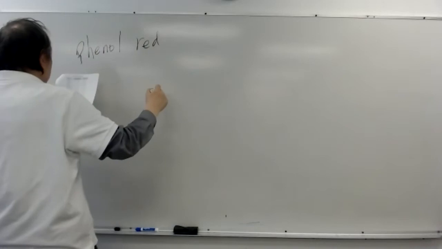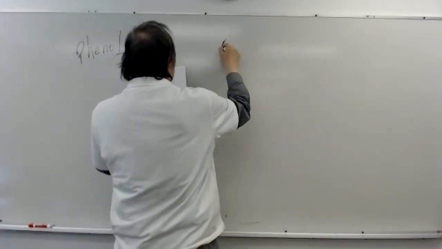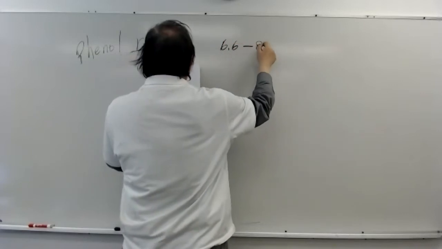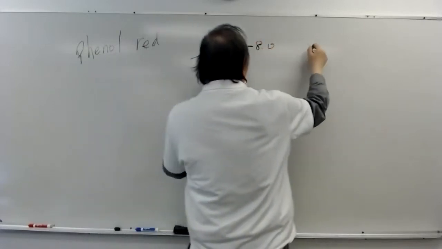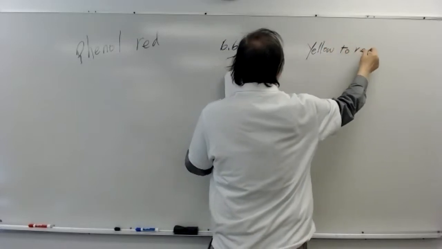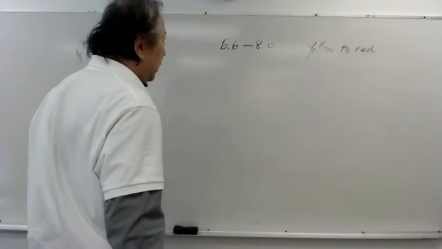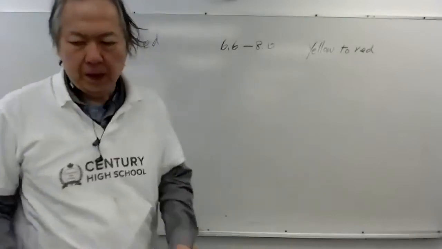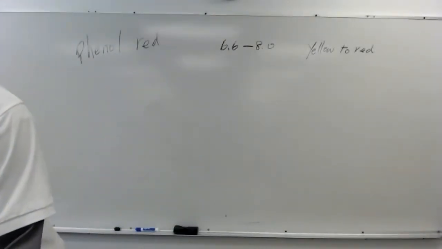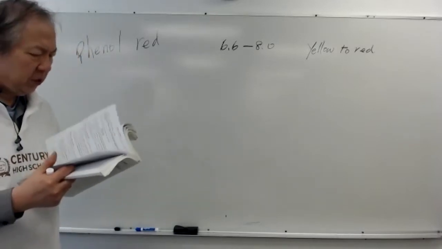The picture tells you the phenol red range is 6.6 to 8.0. This one is yellow to red. Okay, in here, this one is the range. The range for this one in here. That's the first thing in here, phenol red.